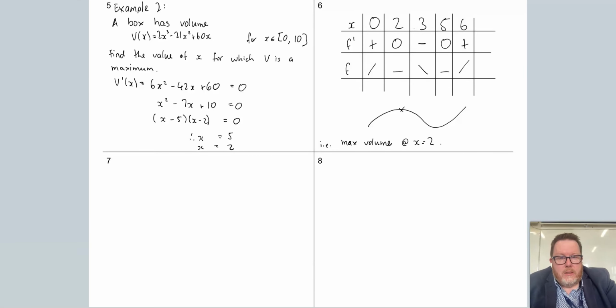Now, often you'll be asked things like, what is the volume? What is the maximum volume? And therefore you have to substitute 2 into v of x to work out what that maximum volume is. Or it might ask you for the dimensions because you've got other information which you can therefore use to work out the dimensions. There's a few other variations, but as a very fundamental, here's a function, work out whether it's a local maximum or local minimum. This is exactly the process that you would use.